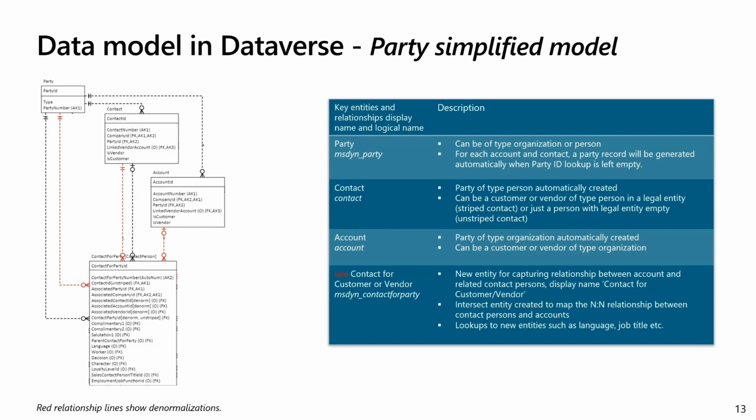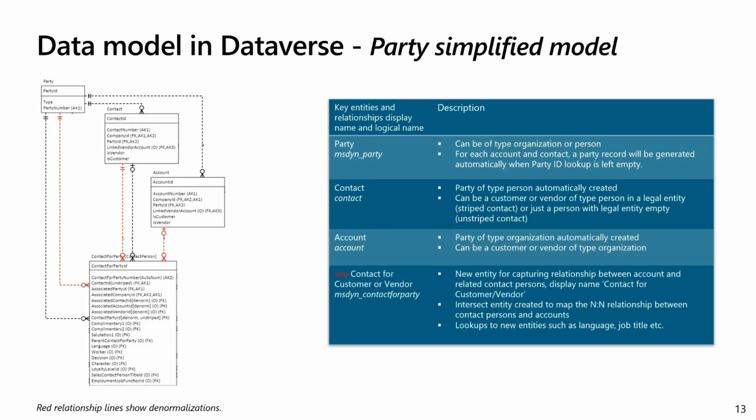A party is a generalized representation of a person or an organization. A party is implemented as a supertype in FNO with subtypes person and organization. There is no similar structure in Dataverse where we have contacts and accounts representing persons and organizations respectively. That is before installing the party model and global address book solution. It's also important to clarify the concept of party roles.